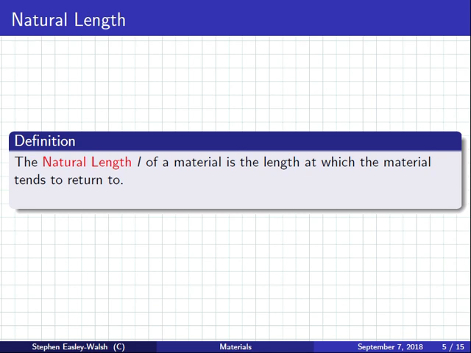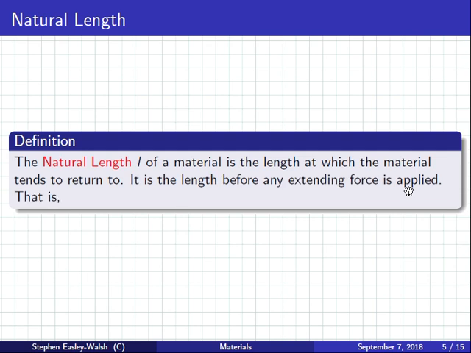Yeah? In other words, like you said somewhere, it is the length before any extending force is applied. So you could say it like this, or you could say it like this. That is, it's the length it wants to be at. So you don't need to write both sentences, you just write one of them. No, forget that. Write both sentences. Okay. I'm going to help your English.